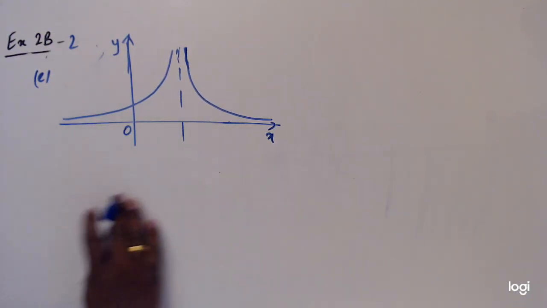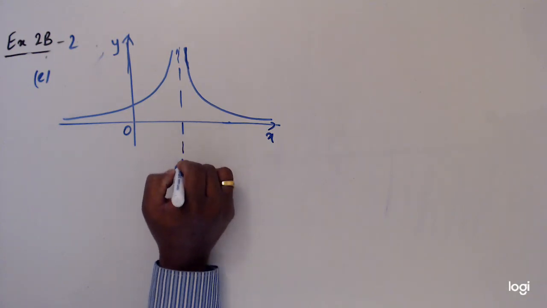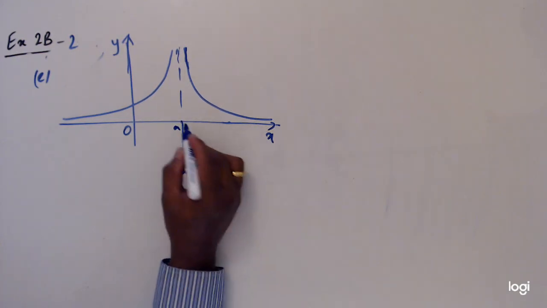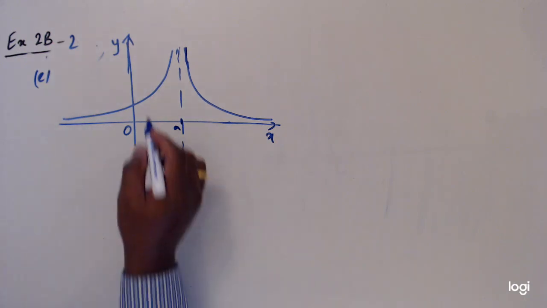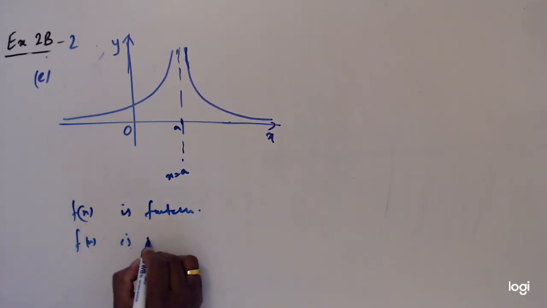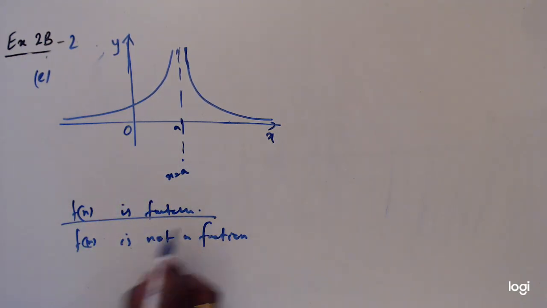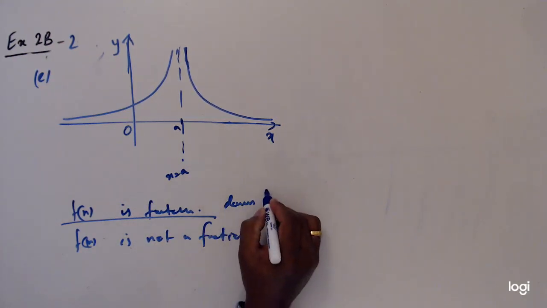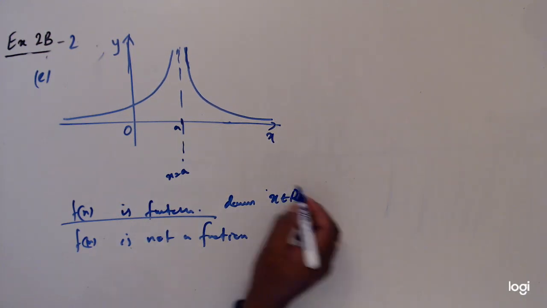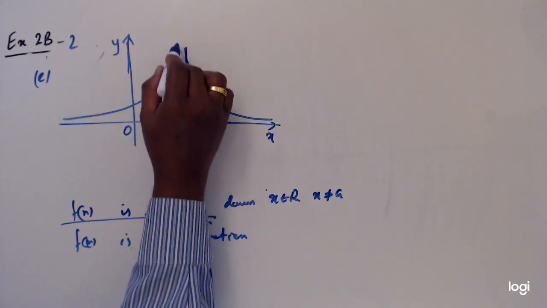Part C, when you look at it, it is very clear that this one is going to be asymptotic. Let me take this as the line x equal a, so this is a. This graph f(x): is f(x) a function, or is f(x) not a function? You can make it a function by deciding the domain. If we want to make this a function, you write that the domain is x is an element of real numbers, all x, but x is not equal to a, because we know that for x equal a, there is no y value.